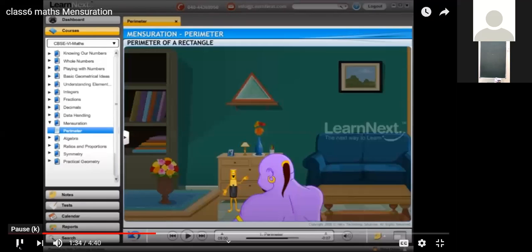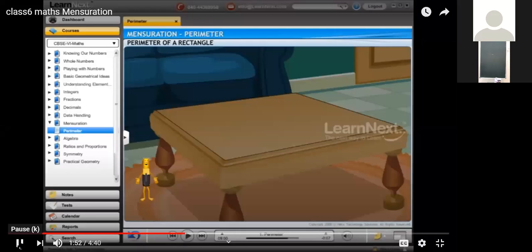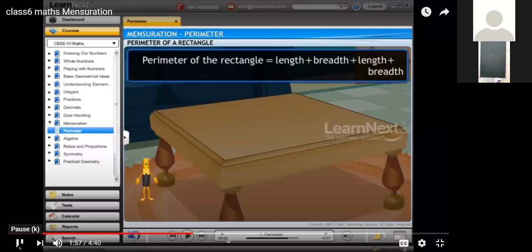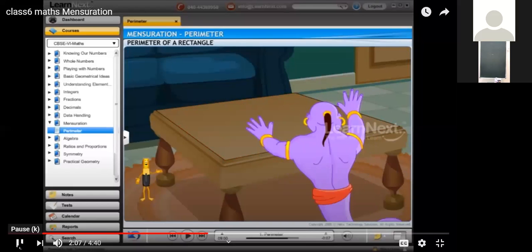I don't quite understand. Look at the tabletop, the photo frame, the book on the shelf, and the centerpiece on the sideboard. These are all examples of closed figures. Now look at this rectangular tabletop. The perimeter is equal to the sum of the length of its four sides. I see. Let's measure the length of the four sides of the tabletop to find out its perimeter.